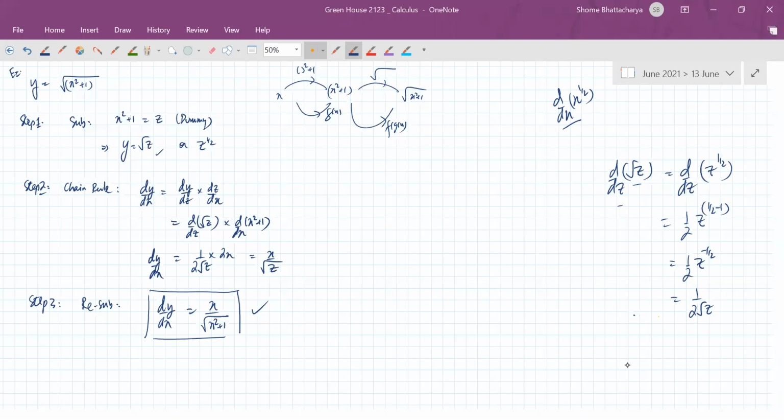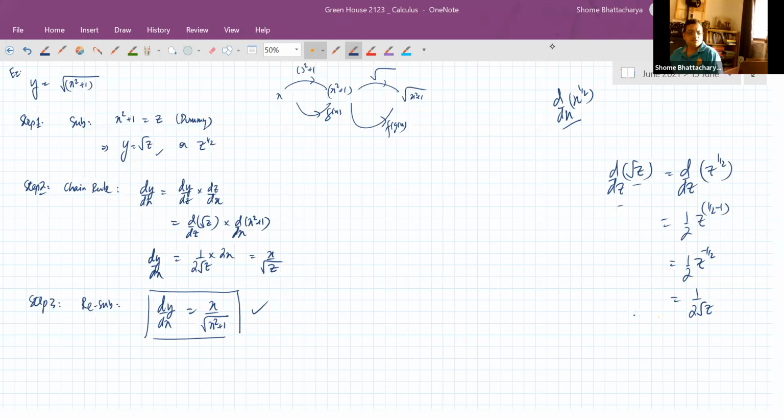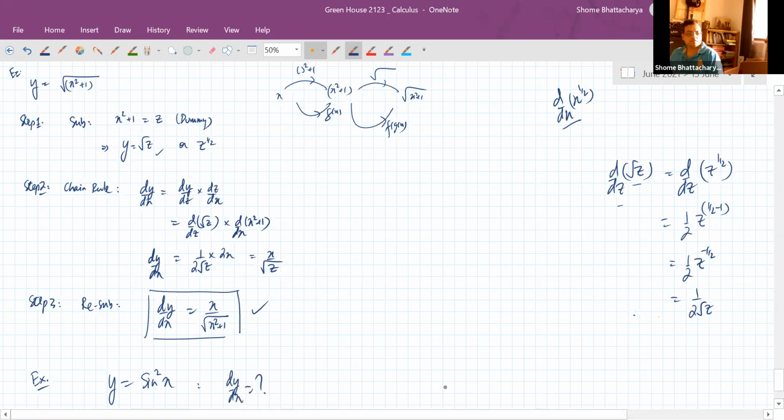Okay. So let's just complete this chain rule with another example because it's a little bit complicated. So I want you to get used to this. Okay. So y is equal to sine square x. What about dy by dx?